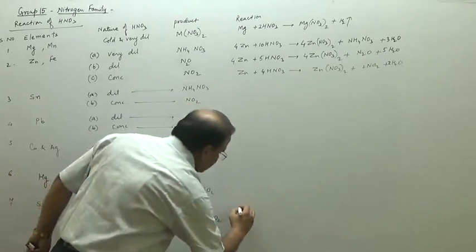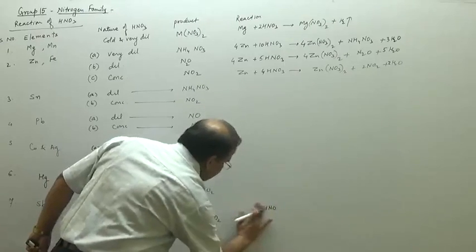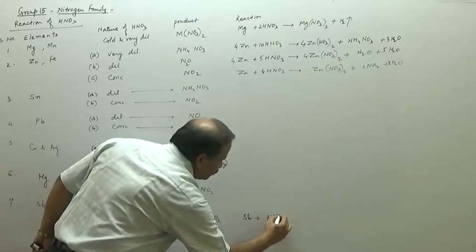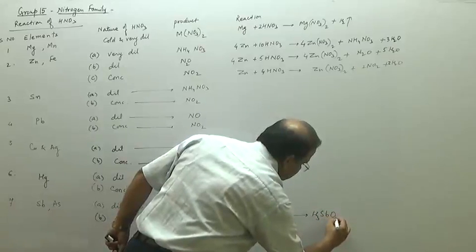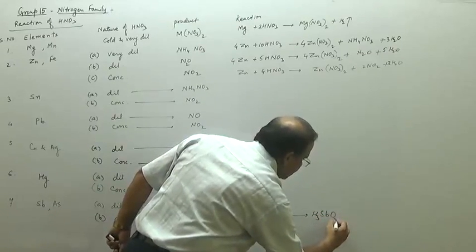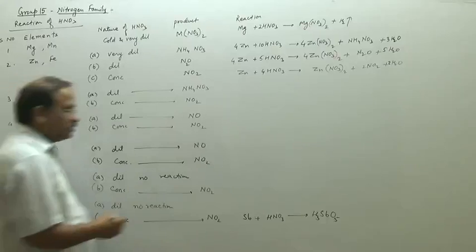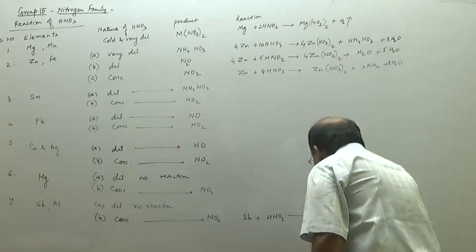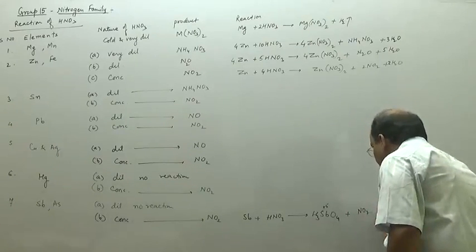So suppose I write antimony and concentrated HNO3. Antimony plus concentrated HNO3 is going to give antimonic acid, plus NO2 plus H2O. The antimonic acid has antimony in the plus 5 oxidation state. So we get this, plus NO2, plus H2O.